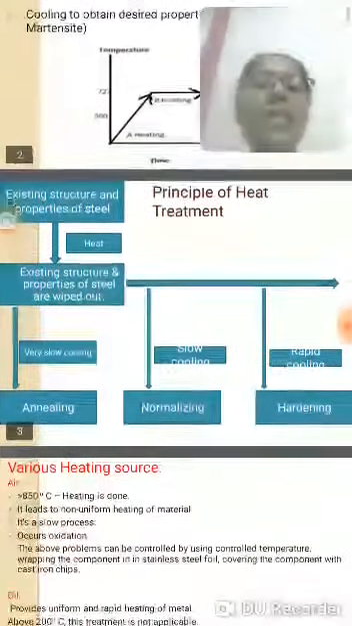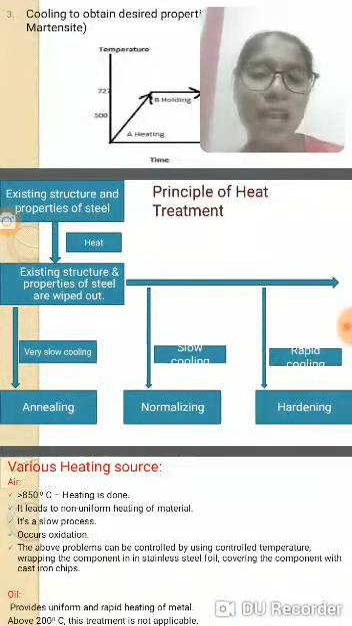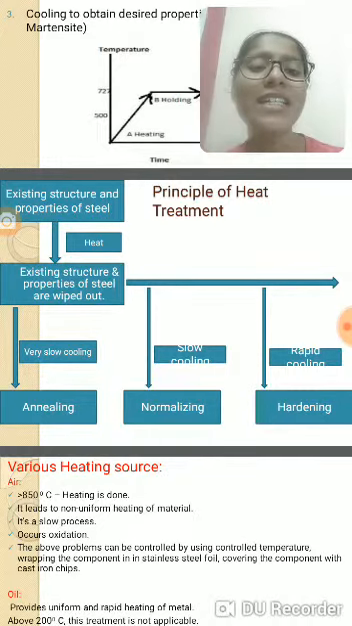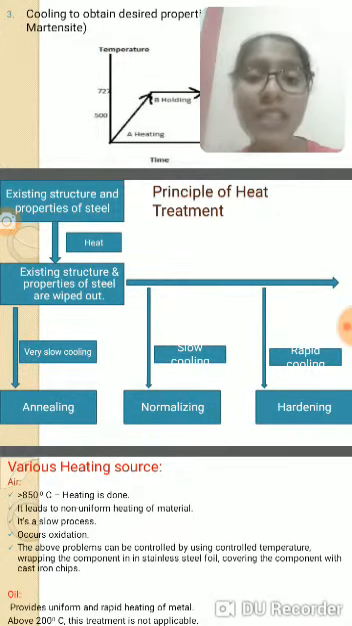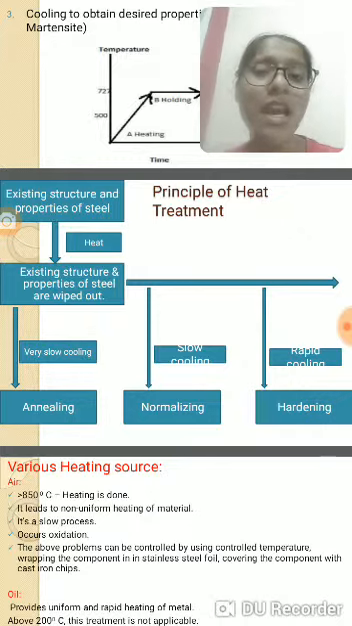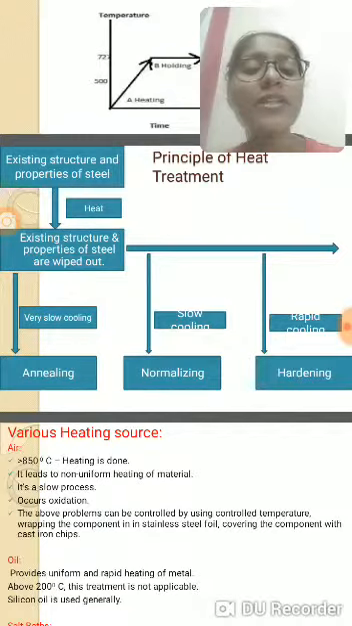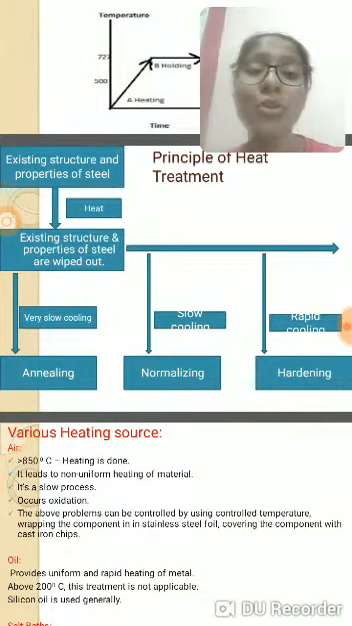Now, the principles of heat treatment. There are mainly three principles of heat treatment. For this we take a steel specimen. Before heating the steel specimen, it has some properties. After heating the steel specimen, the existing properties get wiped off, that is, these properties are removed. As I told you, heat treatment is a sequence of heating and cooling operations. So when heating is done, in a similar way the cooling operation is also done.